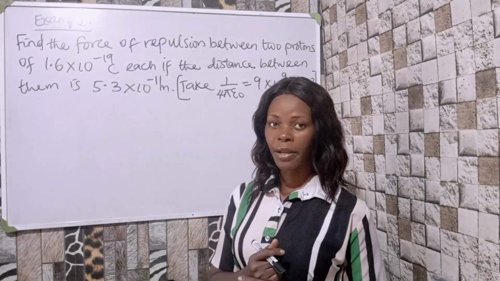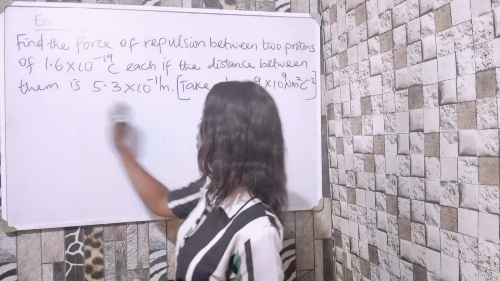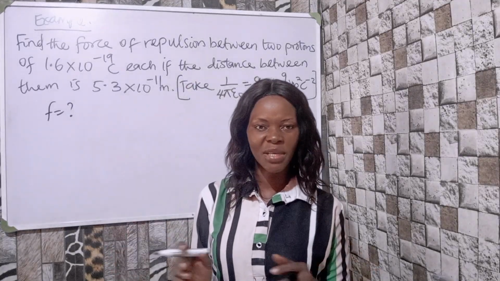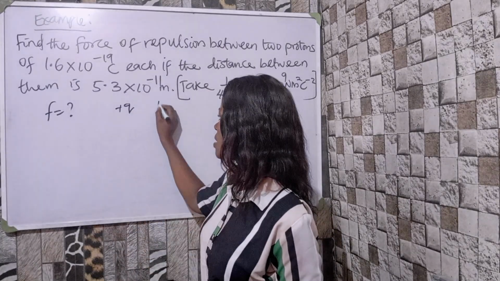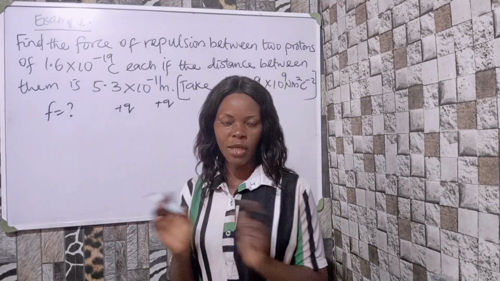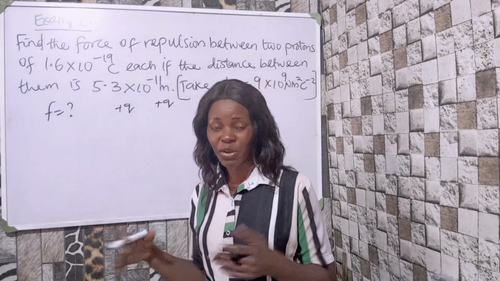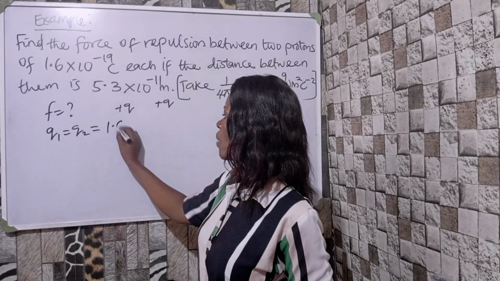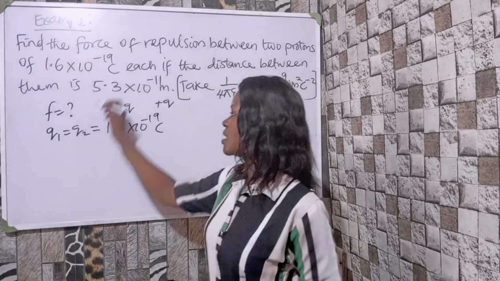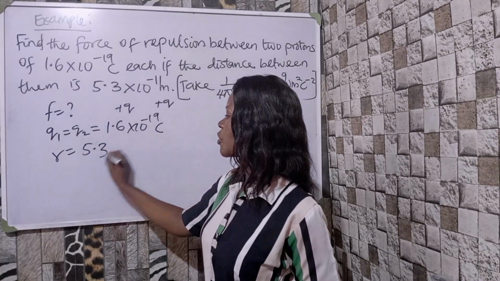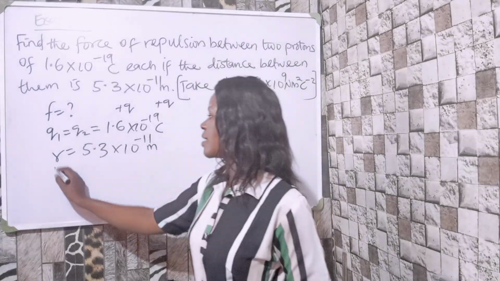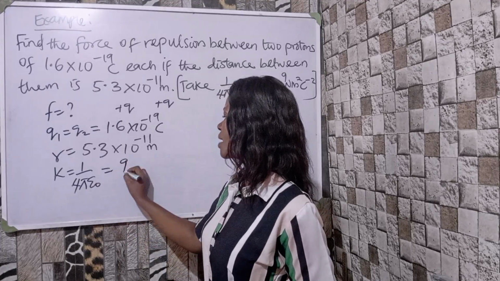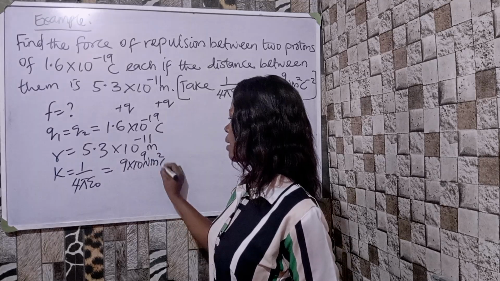For us to be able to solve this kind of problem, what you are going to do is to state our parameters. We are looking for the force. If they say two protons, that means we have the first charge as positive, the second one as positive. They are not going to attract. That is why they say the force of repulsion. So Q1 is equal to Q2, which is equal to 1.6 times 10 raised to power minus 19 C. The distance between them is 5.3 times 10 raised to power minus 11 meters. Then K, which is the same thing as 1 over 4 pi epsilon 0, is equal to 9 times 10 raised to power 9 Newton meter squared per coulomb squared.